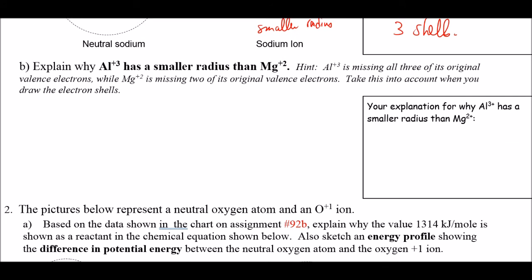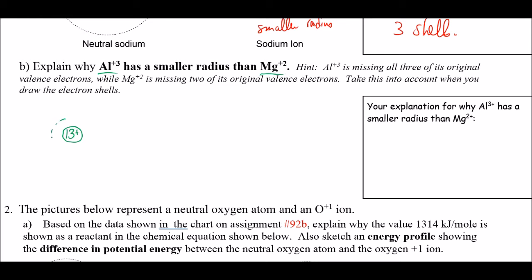Now looking at 1B, aluminum ion, smaller radius than magnesium ion. So this is a different reason than before. If we say, what does aluminum ion look like? Draw a picture. 13 protons for aluminum ion.